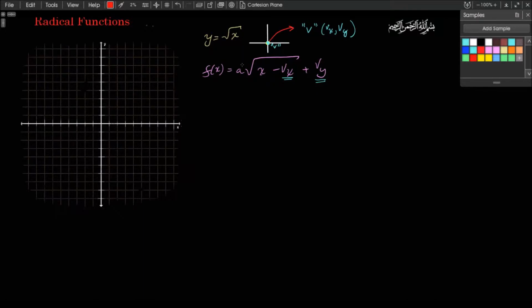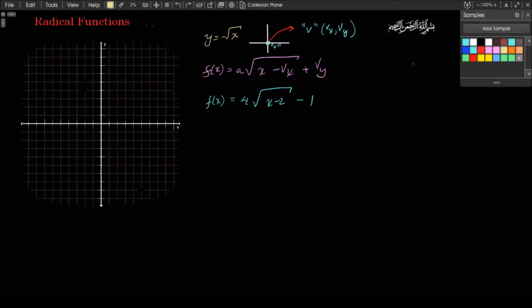Also, if you recall, this a over here was very important. That kind of determined how tall, how fat or skinny the graph was, and whether or not it was a reflection, or the flip, or the mirror image of the parent function. Now, knowing that, we could easily graph a function like this: f of x is equal to 4 times the square root of x minus 2, minus 1. In order to graph this, you had to recognize that the 4 is the a, the 2 here, not the negative 2, the 2 here is the vx, and this negative 1 is the vy.